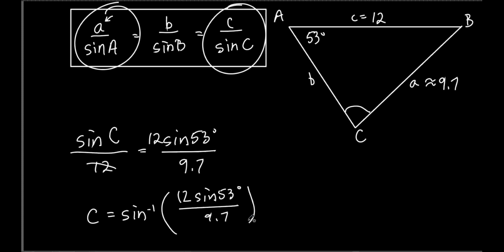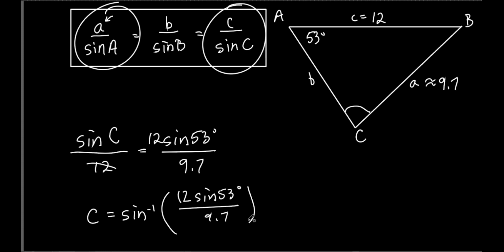All right? Throw that in your calculator. Let me put it into this calculator. So what I'm going to do, if I have a calculator like this little one, I'm going to do all that stuff in the parentheses first. And then the very last thing, I'm going to hit second function sine. And then I should get my answer. Okay? If you have a graphing calculator, you can put the second function sine first, and then put the other stuff in there. But make sure you know how to use your calculator. All right? So I'm going to hit 53 sine times 12. That equals, divided by 9.7 equals second function sine.